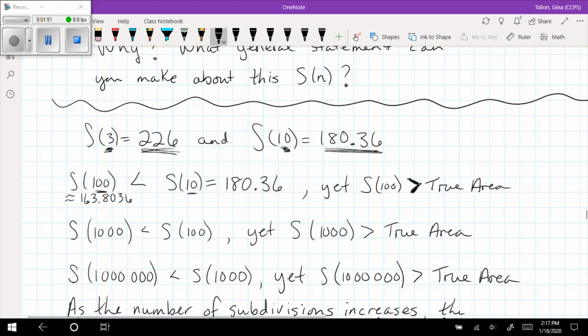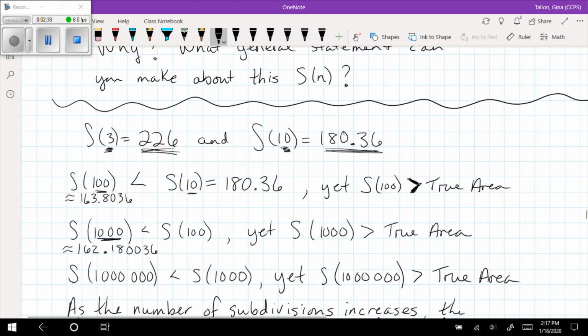So as you can tell, 163.8036 is definitely less than 180.36. But we're still not smaller than the true area or equal to the true area either. If we did 1,000 subintervals for the upper sum, that would get even smaller than the upper sum with 100 subintervals. I did a little math there, and I figured that out to be approximately 162.180036, and chances are there's still some decimals after that.